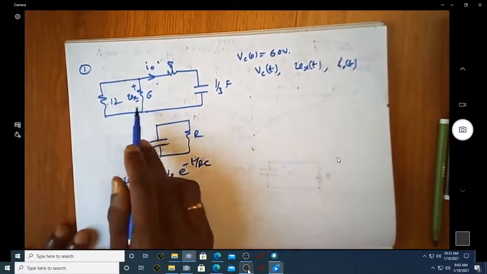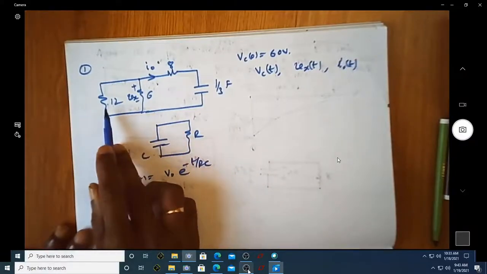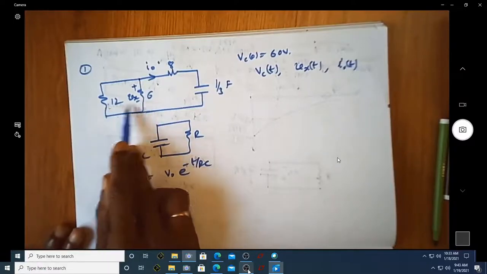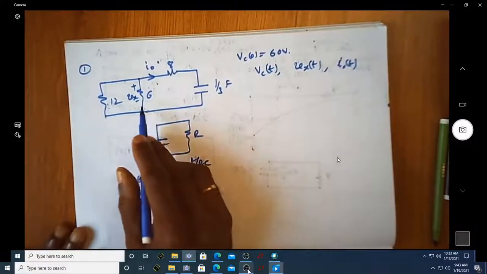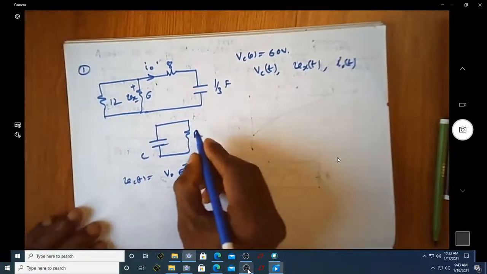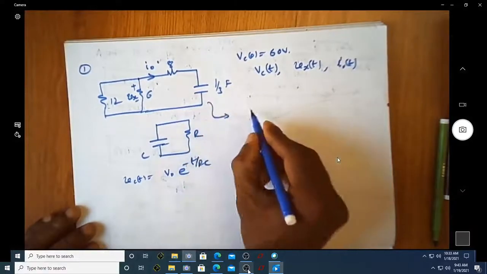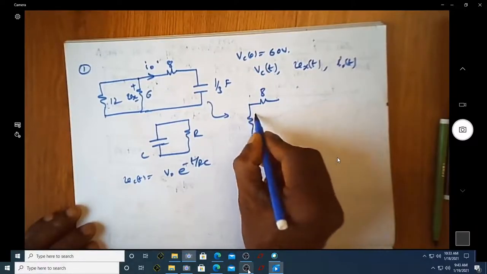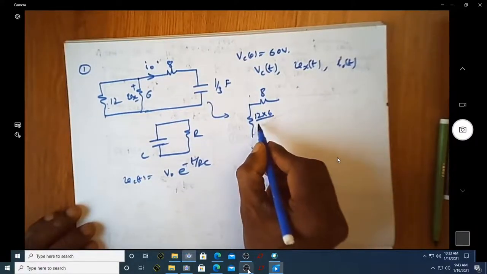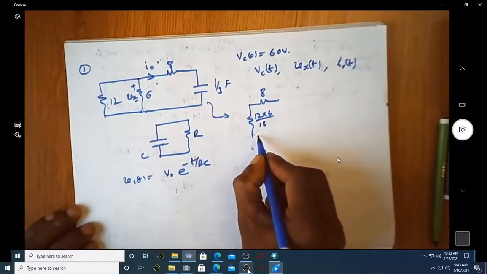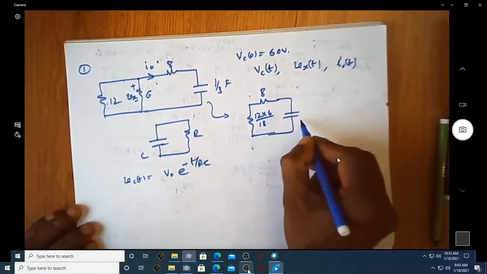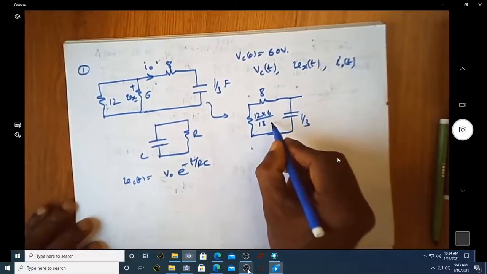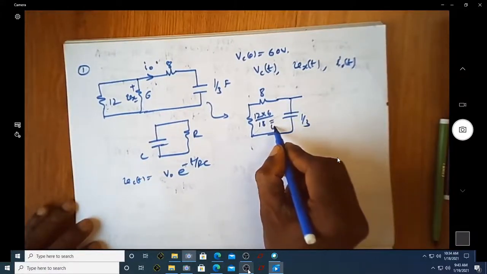In order to bring the given circuit into the standard circuit, we have to consider that these two are in parallel. So we have to find the equivalent resistance of this, and then that is in series with this. Now you can reduce this to a single resistor here, and then there is an 8 ohm resistor. This is 12 into 6 by 18, and then we have this capacitor, 1/3. Now this happens to be 4 ohm.